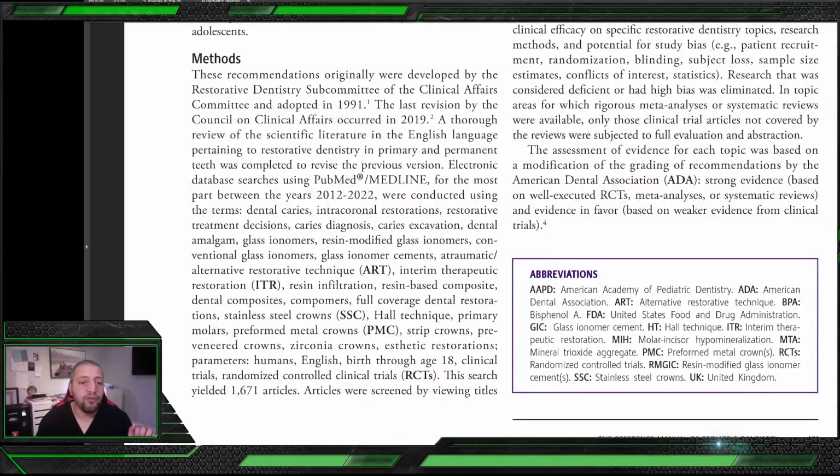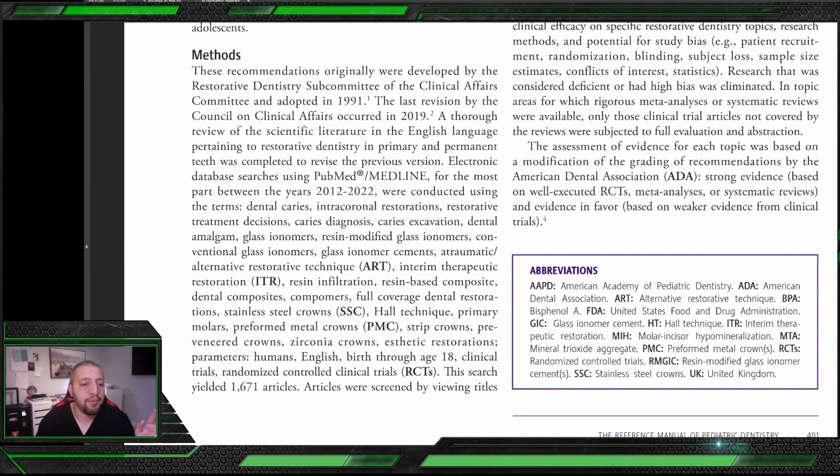Okay, so before we start, there is some terminology that you need to be very familiar with, like dental caries, intercoronal restoration, restorative treatment, caries diagnosis. But there are also some abbreviations, like stainless steel crown is SSC, pre-formed metal crown is PMC, randomized clinical trials is RCT. And then while we're going forward, I will try to explain this.